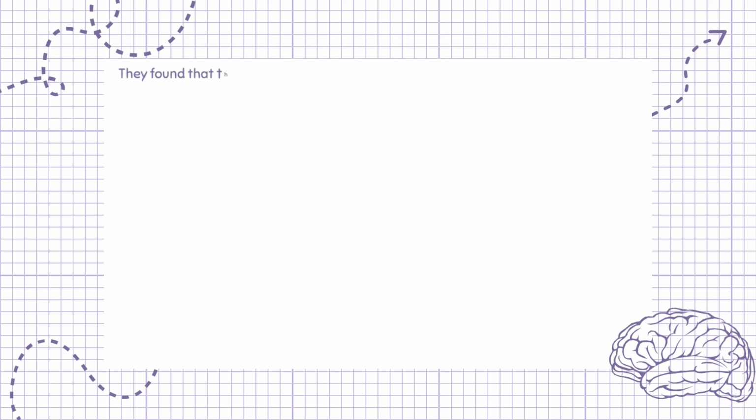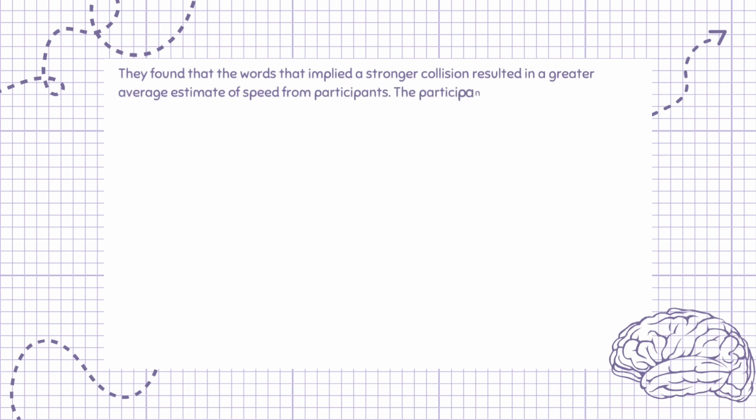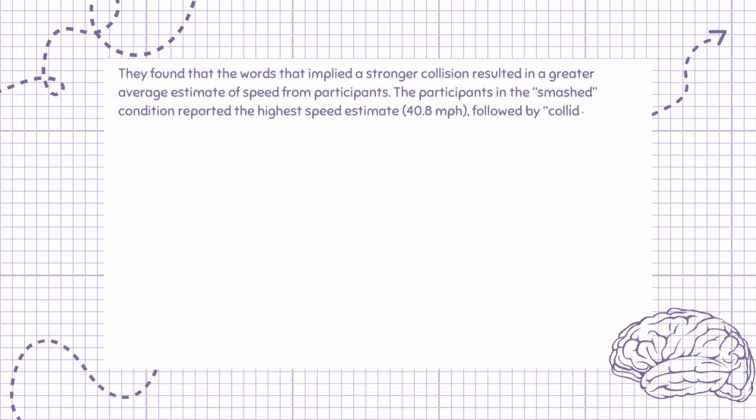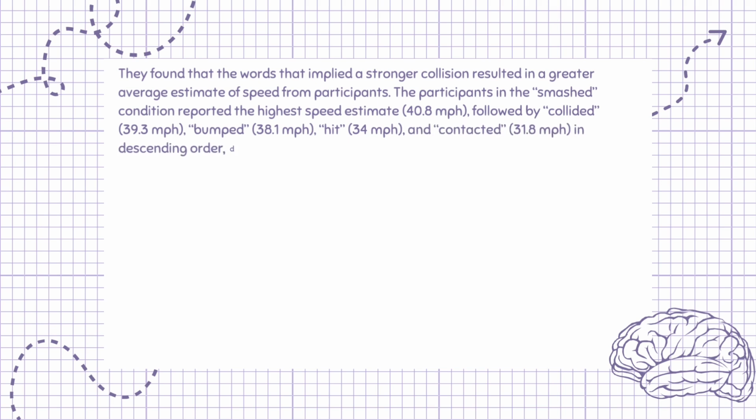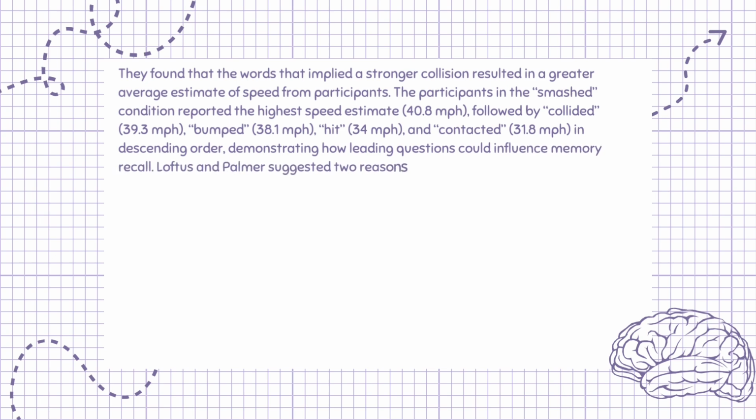They found that the words that implied a stronger collision resulted in a greater average estimate of speed from participants. The participants in the smashed condition reported the highest speed estimate, 40.8 miles per hour, followed by collided, 39.3 miles per hour, bumped, 38.1 miles per hour, hit, 34 miles per hour, and contacted, 31.8 miles per hour, in descending order, demonstrating how leading questions could influence memory recall.